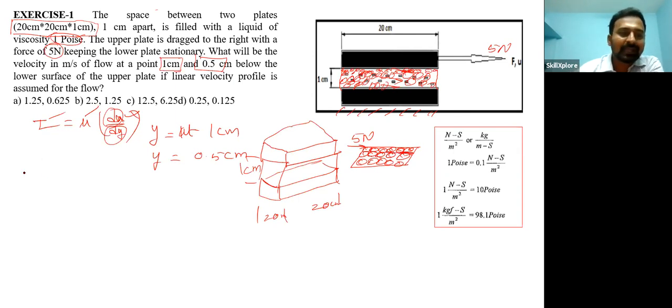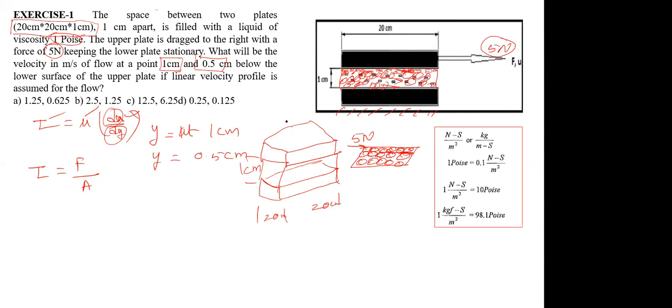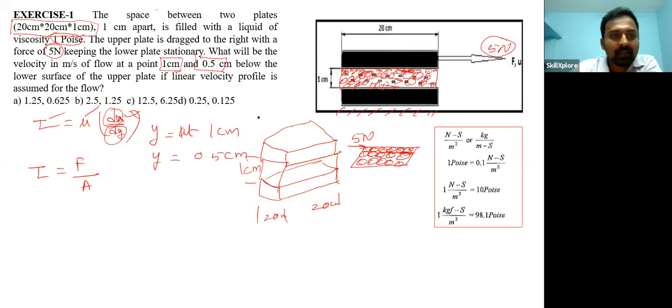Okay. So how to calculate the shear stress? We all know that stress is equal to force by unit area, force by area. So what is the value of force here? Here we all know that the force applied is 5 Newton. So take that as the applied force, 5 Newton. And what is the area here? Here the plate is a square plate, which has a 20 centimeter into 20 centimeter cross section.